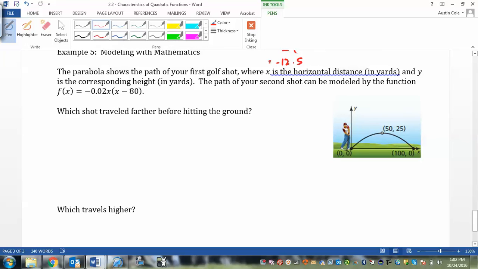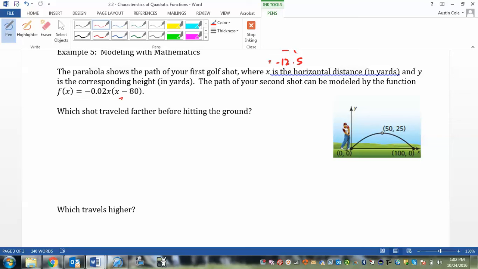Last problem says this. The parabola shows the path of your first golf shot, where x is the horizontal distance in yards, and y is the corresponding height in yards. The path of your second shot can be modeled by the function. So understand this. This is our second shot. This is our first shot. The second shot is modeled there. First shot's here.